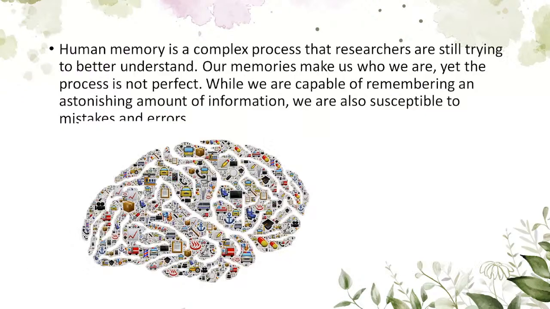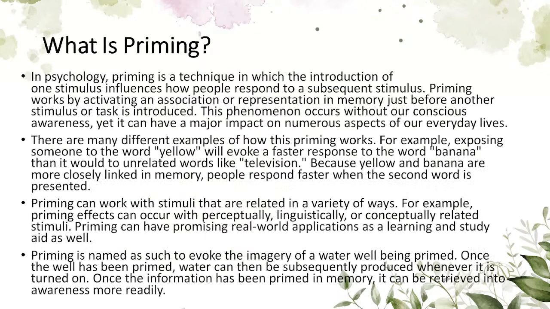So human memory is a complex process that researchers are still trying to better understand. Our memory makes us who we are, yet the process is not perfect. While we are capable of remembering an astonishing amount of information, we are also susceptible to mistakes and some errors. And for the memory, we have an interesting method. It's called priming. So what is priming?